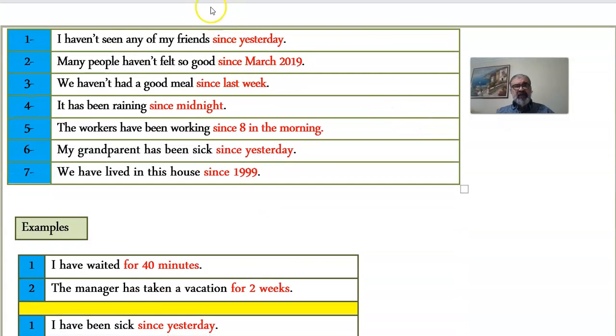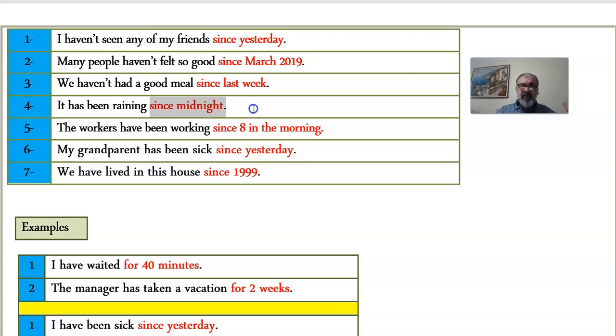If I say, I haven't seen any of my friends since yesterday, again, non-specific period of time. Many people haven't felt so good since March 2019, again, non-specific period of time, because of the coronavirus. We haven't had a good meal since last week, again, non-specific period of time. It has been raining since midnight.